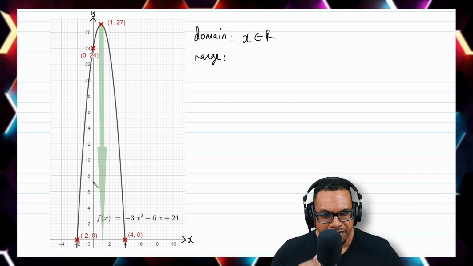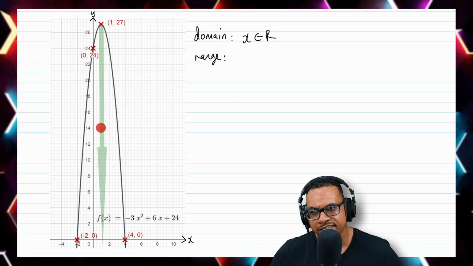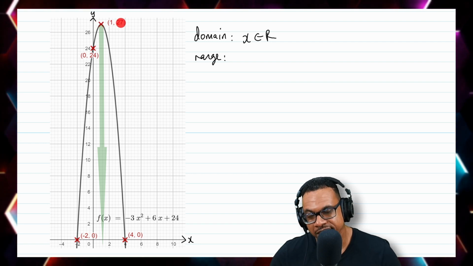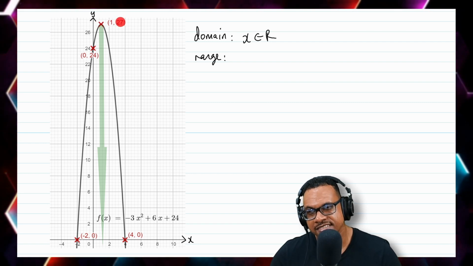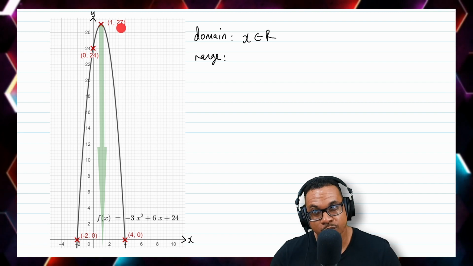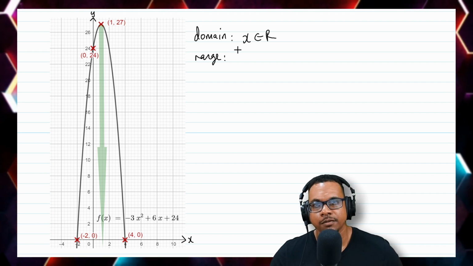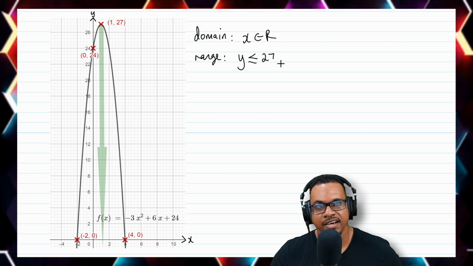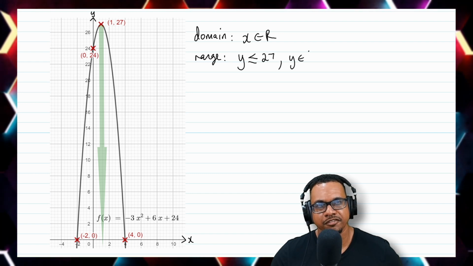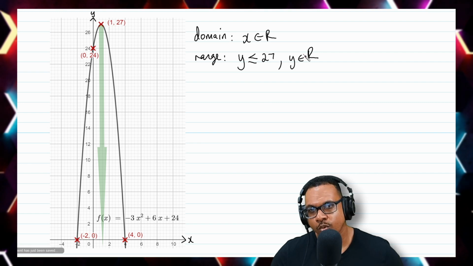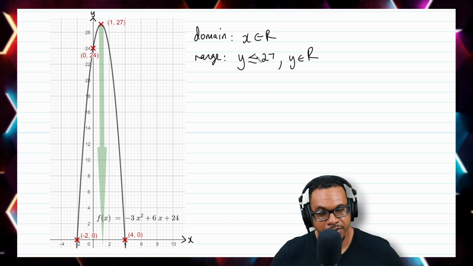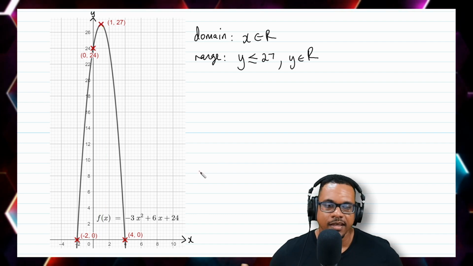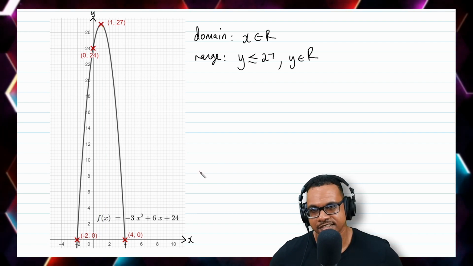So when I'm writing my range now, I understand that the graph has no lower limit, but it has an upper limit. So the y values are from 27 going down, so less than or equal to 27. So I'm going to put y is less than or equal to 27. I can put where y is a member of the real numbers. So it's not all the real numbers, but just the real numbers that are less than or equal to 27. And that will bring us to the end of this video.